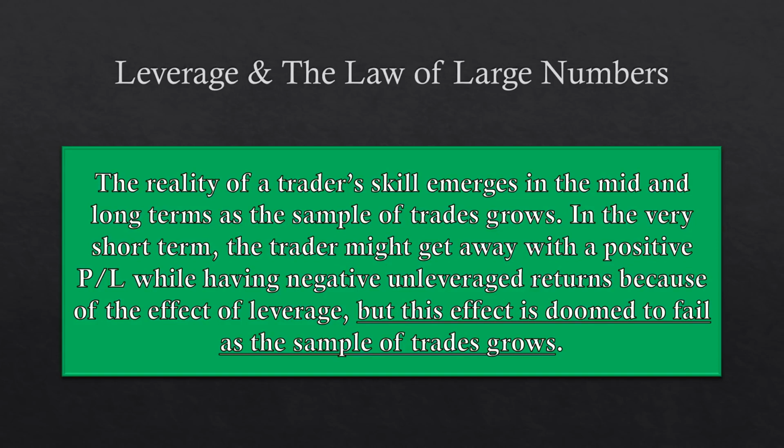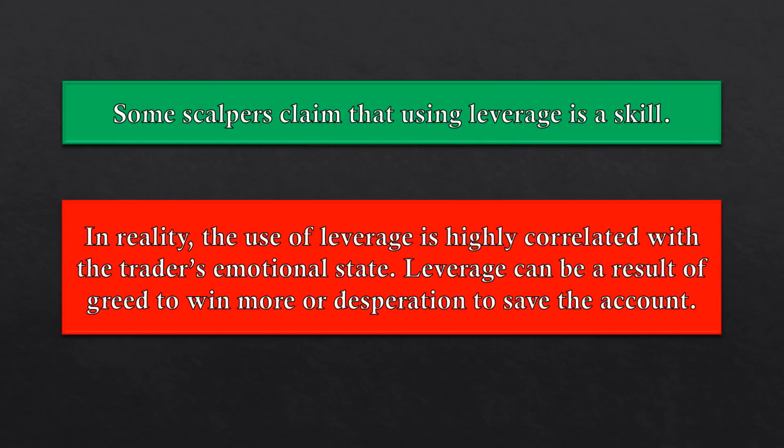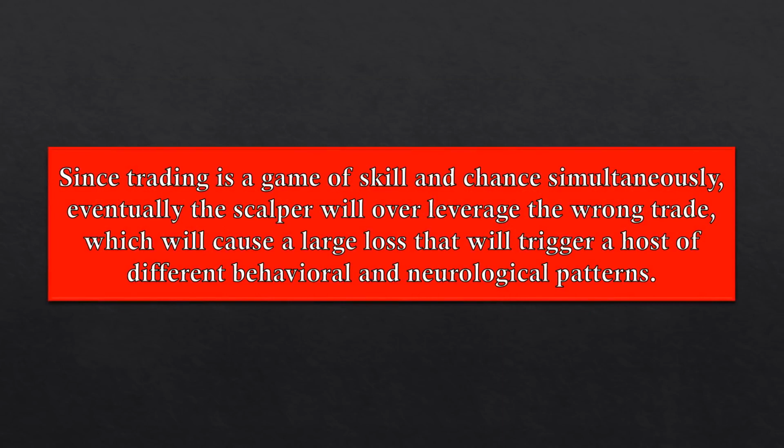An additional point of complexity here is how the trader uses leverage. Some scalpers might argue that using leverage is a skill, but the reality is that their use of leverage comes mostly from their emotional state. Abuse of leverage will usually come from greed or desperation to save an account about to break. Since trading is a game of skill and chance simultaneously, eventually the scalper will over-leverage the wrong trade, which will cause a large loss that will trigger a host of different behavioral and neurological patterns. Traders must understand that high leverage trading always leads to a slippery slope, so the trader will not stop doing it until he reaches a point of no return, so to speak. We'll study these behavioral and neurological triggers in detail later in the course.